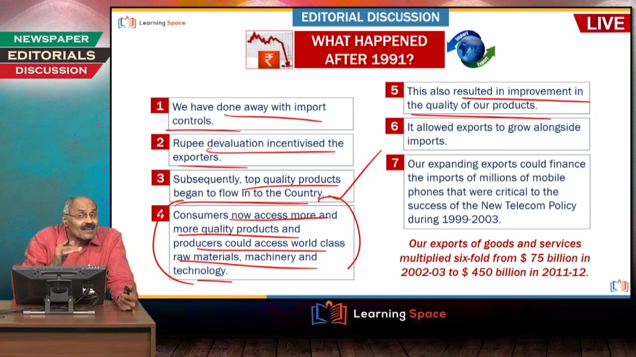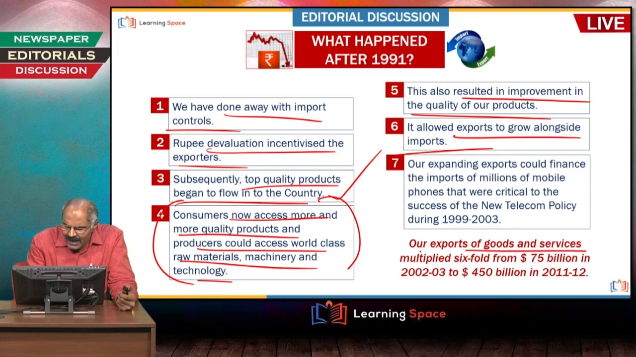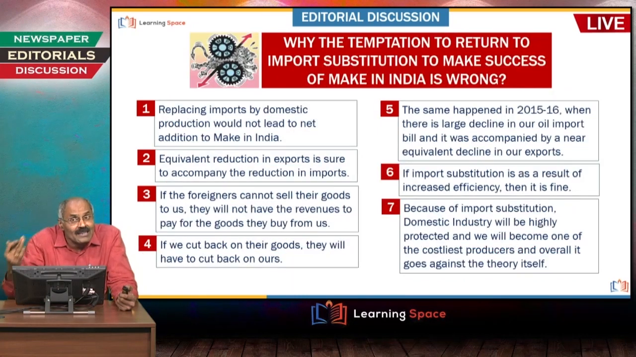So the protection given with the import controls till 1990 in fact resulted in poor quality of goods produced in our country, and after 1991 what happened? We allowed the imports, and up to some extent our domestic manufacturers are also competing with the global manufacturers after the liberalization in 1991, right? It allowed exports to grow alongside imports, and in fact our exports of goods and services increased six-fold from 2002-3 to 2011-12. So why is the temptation to return to import substitution wrong?